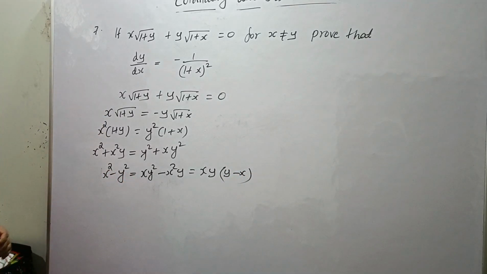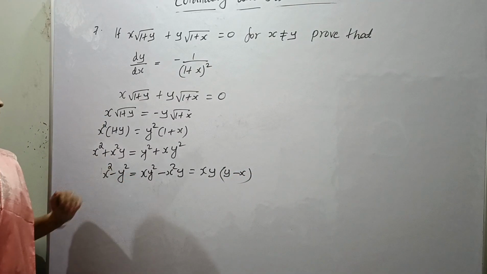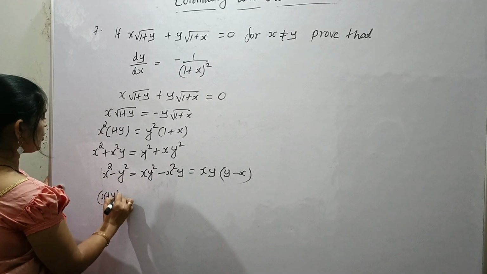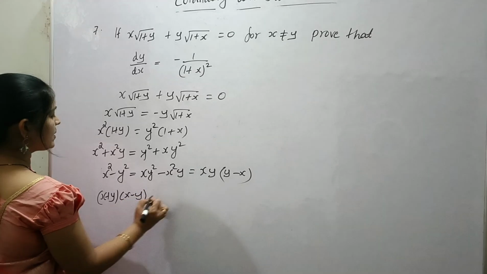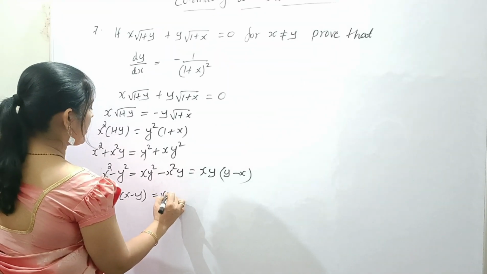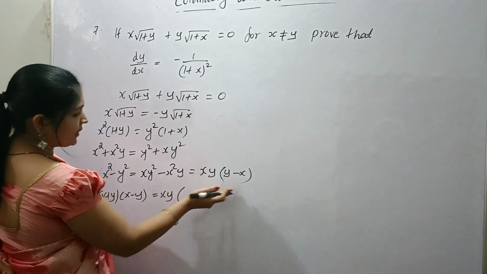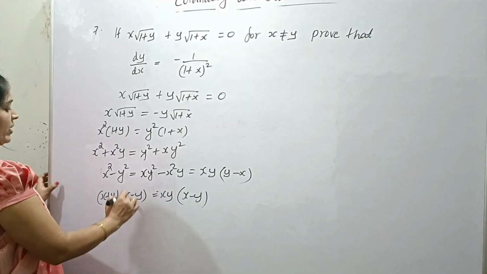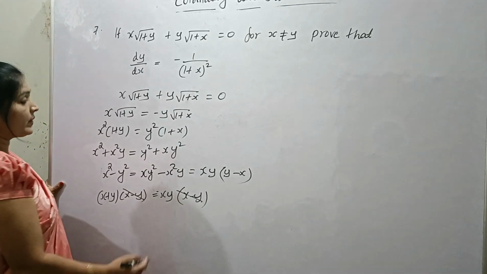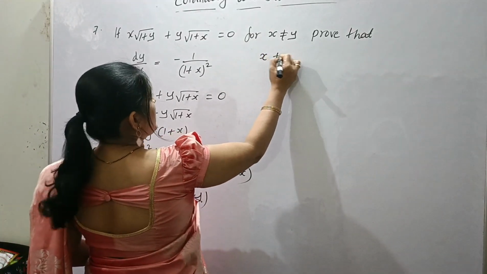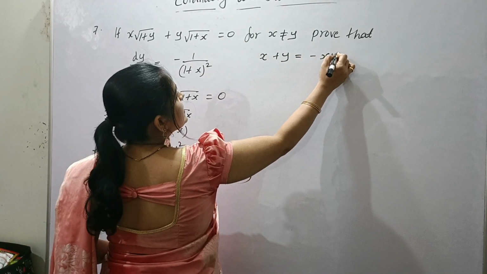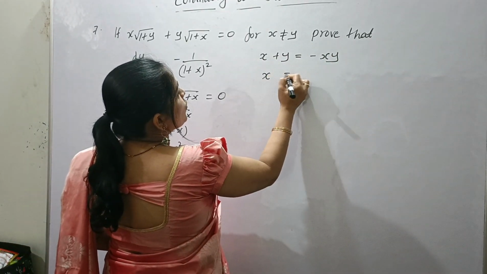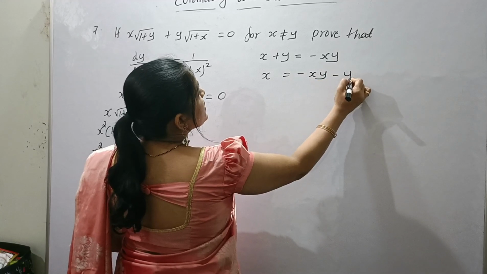And x square minus y square is nothing but (x plus y) into (x minus y), right? That is equal to xy into, here we can take minus outside, then it will be (x minus y). So one (x minus y) cancelled. Then it will be x plus y is equal to minus xy. Then x is equal to minus xy minus y.